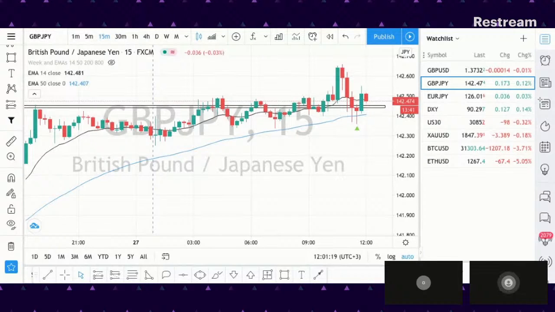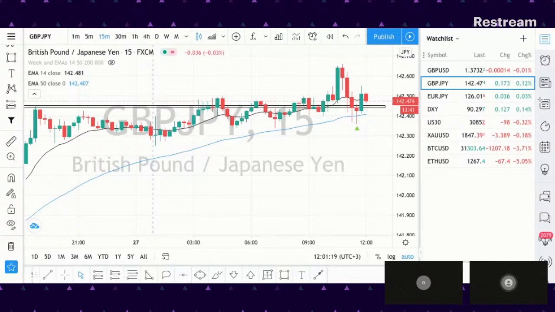Welcome. Yesterday we had a trade. It was GBP USD. This is the only trade we took yesterday. Live trade. It was a good trade actually.